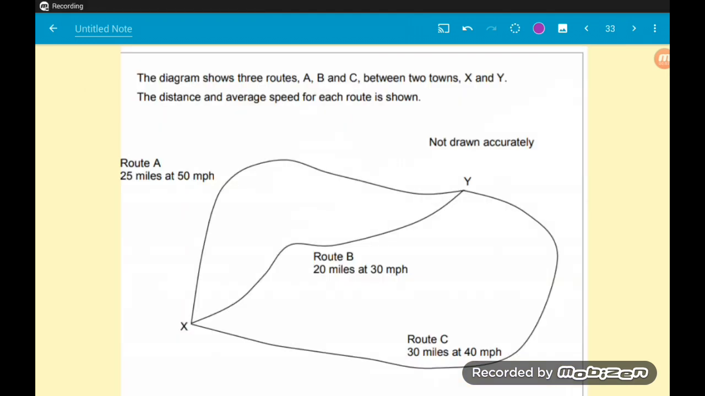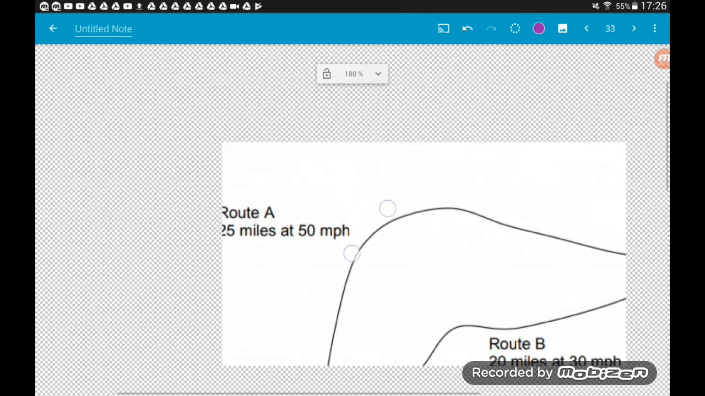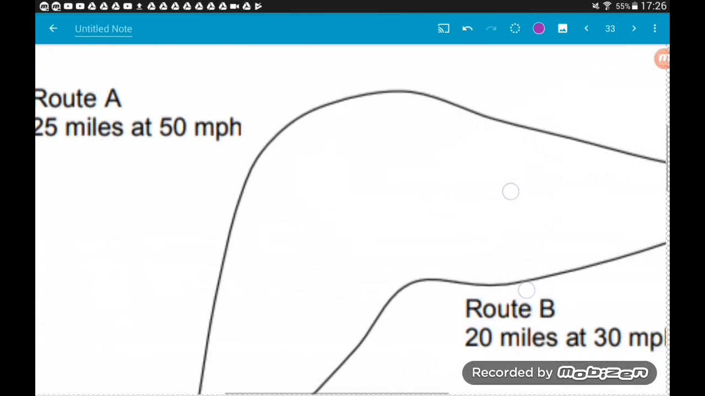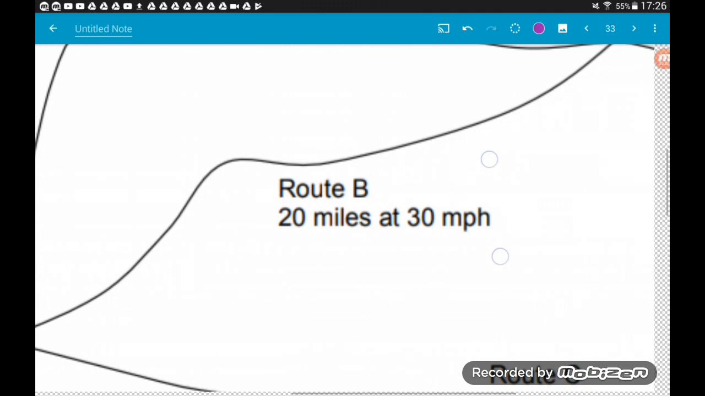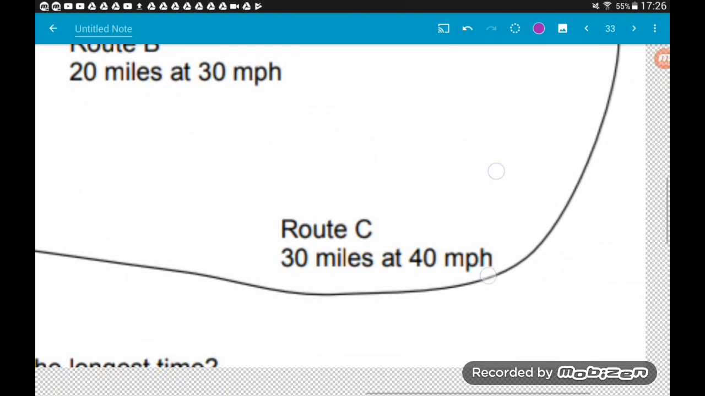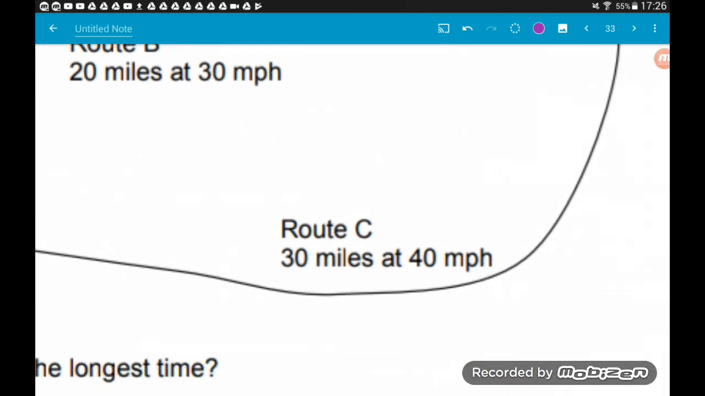Okay, question 2, something nicer, I think. Here we have 3 routes, A, B and C, that get us from town X to town Y. So we've got route A, which is 25 miles, and our average speed is 50 miles an hour. Then we've got route B, which is 20 miles long, and the average speed is 30 miles an hour. And then route C, we've got 30 miles at 40 miles an hour.